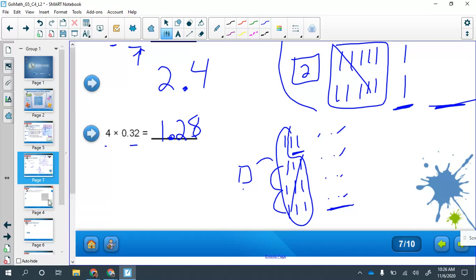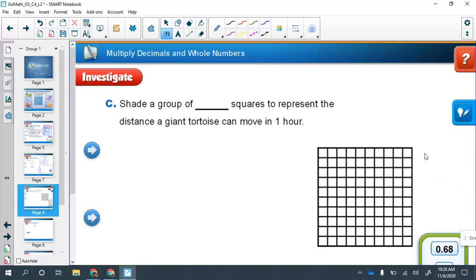Now we could also do this using a grid like this. If we take a close look at this, we would count this up and say there's 1, 2, 3, 4, 5, 6, 7, 8, 9, 10 columns, and then we'd count them down, 10 rows. This is a 10 by 10. That means that there are 100 tiny little boxes in here. Remember, back in the beginning of chapter 3, we said we could model decimals using these.